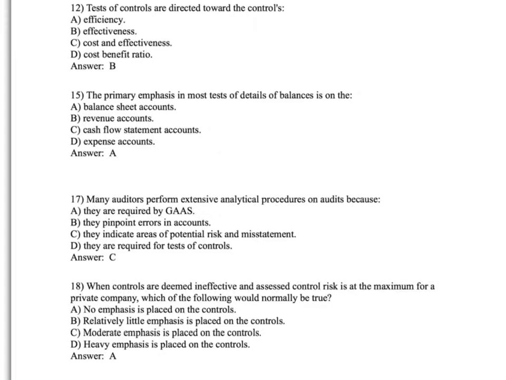So number 17, many auditors perform extensive analytical procedures on the audit because they indicate areas of potential risk and misstatement. This is why analytical procedures will help you to identify these risks or misstatements pretty quickly when you're going through the analytical process.